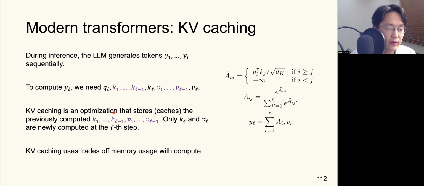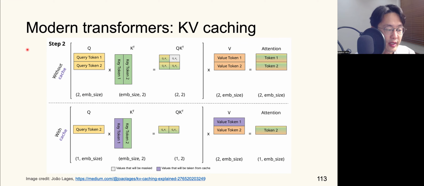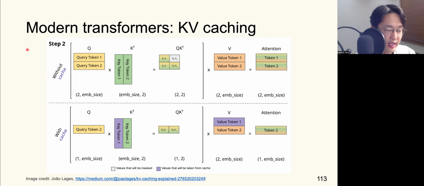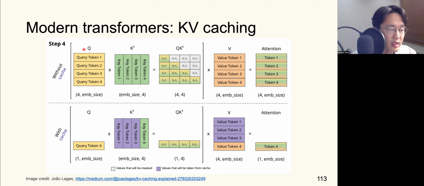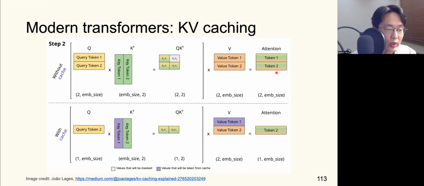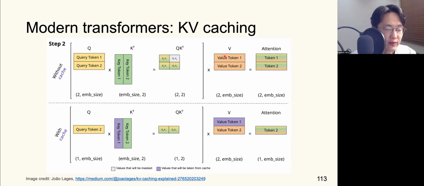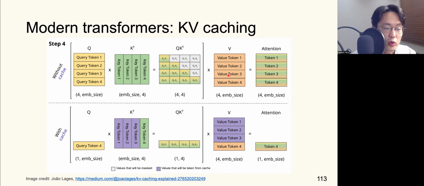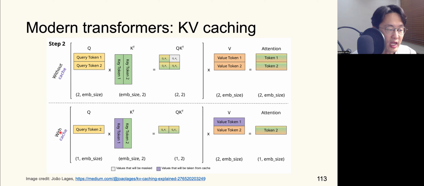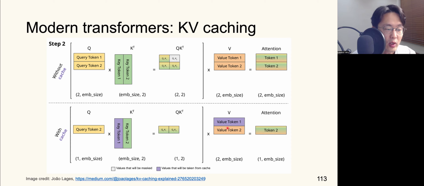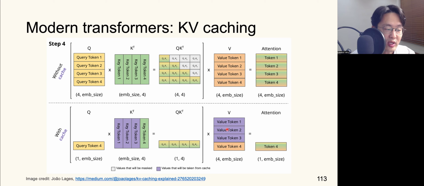KV caching is a mechanism that trades off memory usage with compute. You store these previous key and value vectors, which requires memory, but in return you don't have to recompute them, so you reduce the amount of compute. This slide shows an excellent GIF illustration of this process, image credit due to Joao Lages, taken from this Medium article. On the top, you see the computation process without any caching. When we compute the second, third, or fourth output, all the previous key and value vectors need to be recomputed. But with KV caching, these purple key vectors and value vectors don't need to be recomputed. They are stored, cached, and reused.